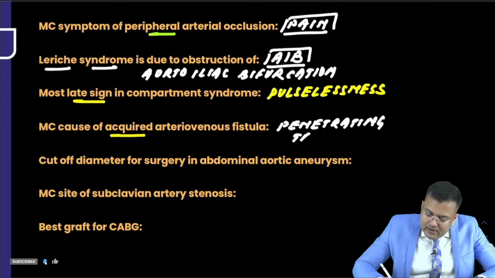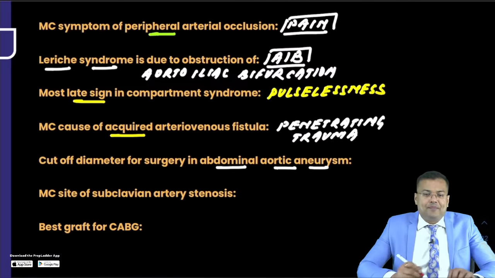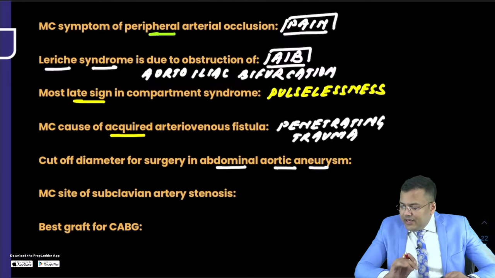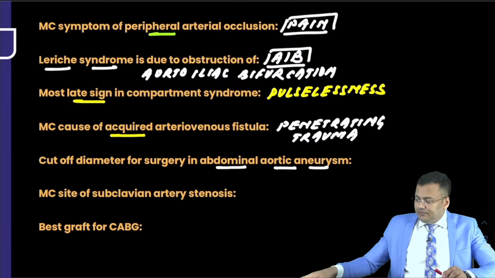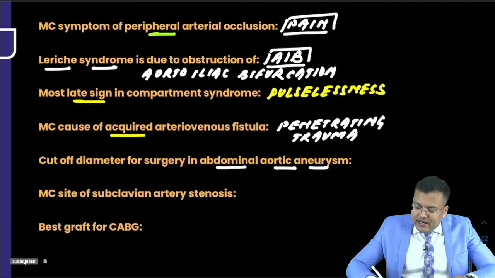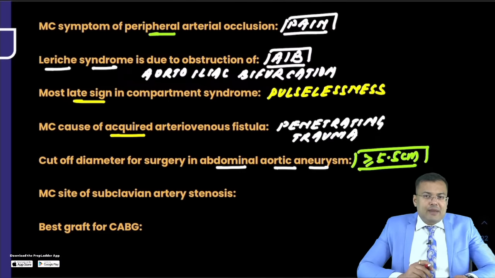Another question. Cutoff diameter for surgery in abdominal aortic aneurysm. How much should be the cutoff diameter? Tell me, guys. Divesh Sharma, first person to reply. Sarvesh Dubey, majority of you are correct, guys. It is diameter more than or equal to 5.5 centimeter.